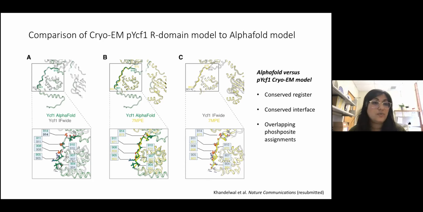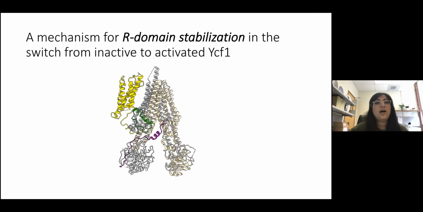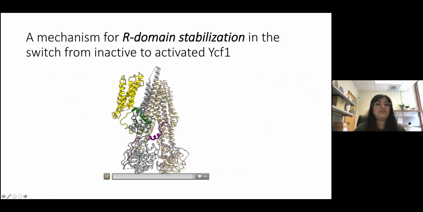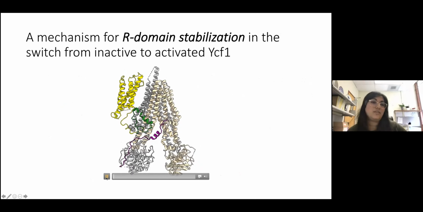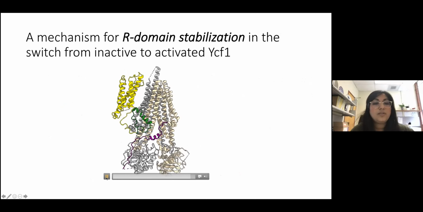And so this was really strong evidence for us that we have now elucidated how the R domain might help an ABCC family transporter like YCF1 interconvert from an inactive to an activated state. And in this movie, what you can see is that if we just look at the morph between our 2 models, what's particularly surprising is that the geometry of the R domain remains constant.